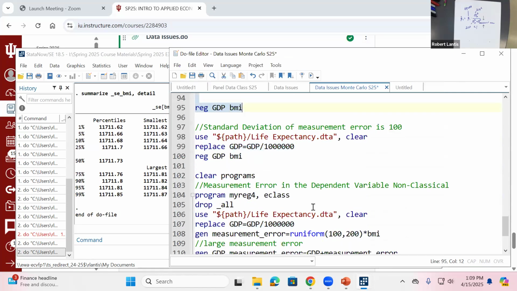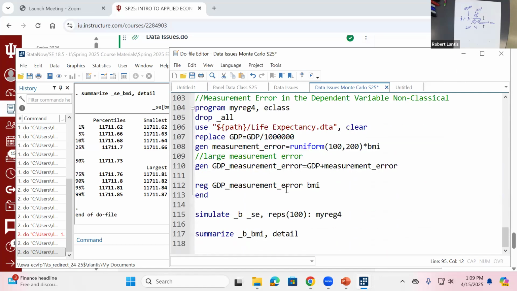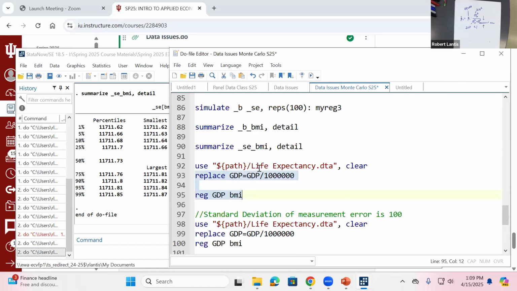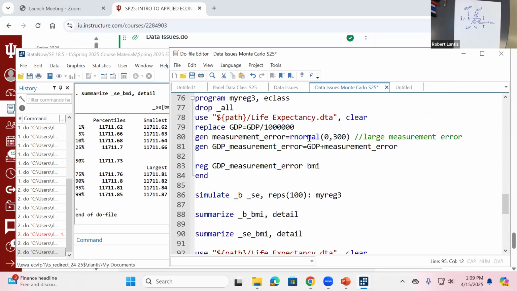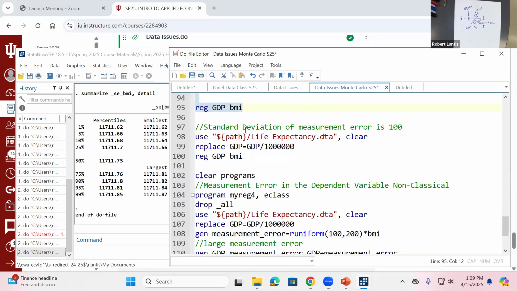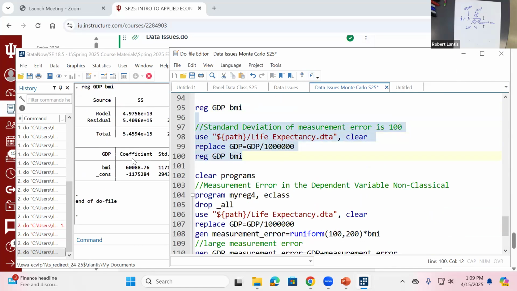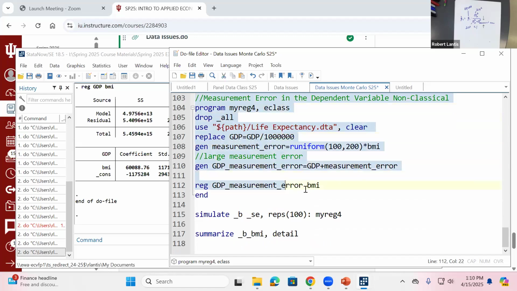However, let's look at this. This was measurement error that was random, so we would call this classical measurement error in the dependent variable. I'll run that regression again, just so we have the results. We know the estimate should be 60,000, standard deviation of about 11,000. I'm going to create this other program, where the measurement error is still random, but notice it's larger when BMI is larger. It's a function of that X variable. So we would say this is non-classical.